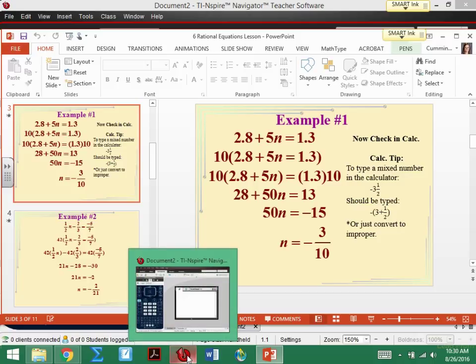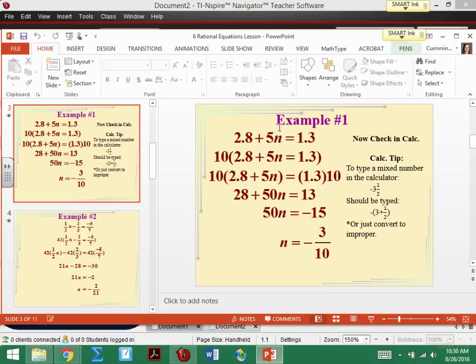So let's check this value for n. We got n to be negative 3/10, and when you get your value, you always take that value and plug it back in for n to see if it makes your equation true.